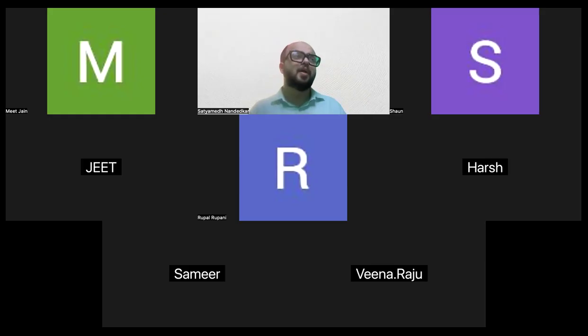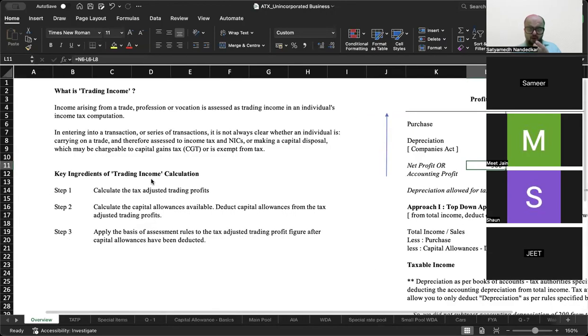ठीक है. अब इसमें the provisions are relatively straightforward, but जितना capital gains बोलो या companies बोलो, their provisions ना tend to be a little more precise. So in the case of unincorporated businesses, the provisions are not so precise. थोड़ा सा कहीं कहीं पे ना there is a level of vagueness which might confuse us. Okay, so the first thing is trading income. Income arising from trade, profession, or vocation is assessed as the trading income in an individual's income tax working.